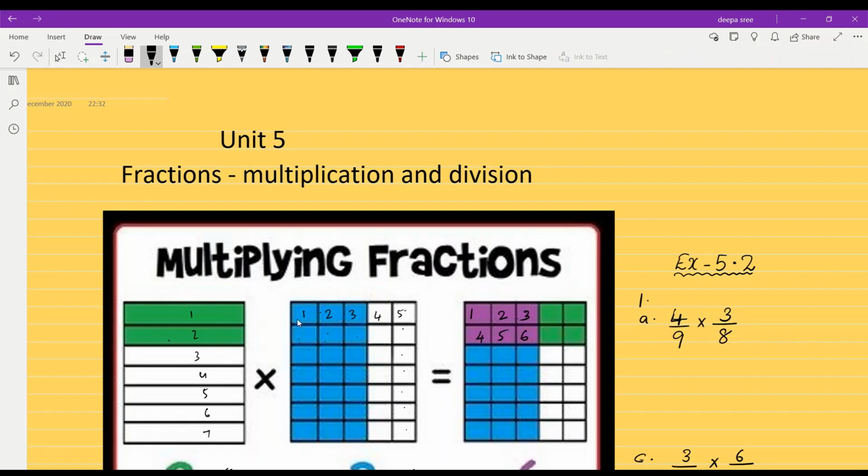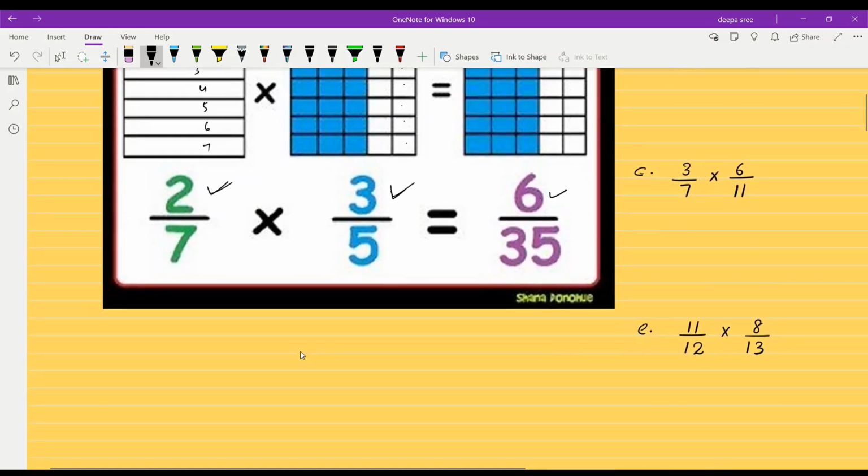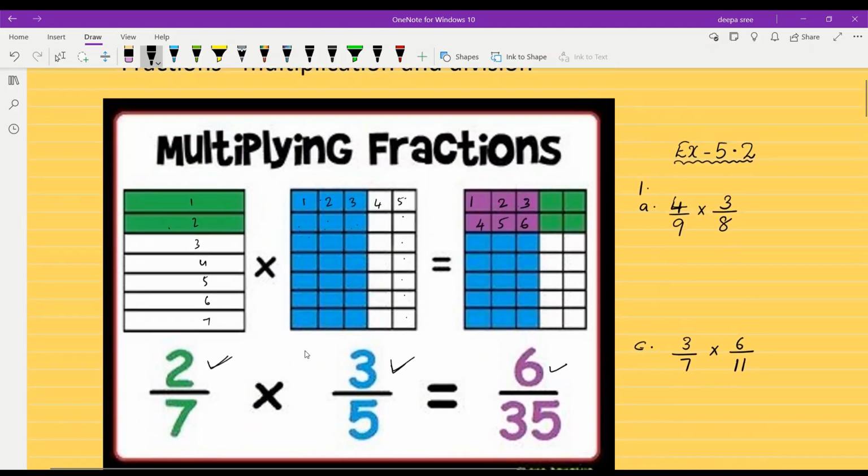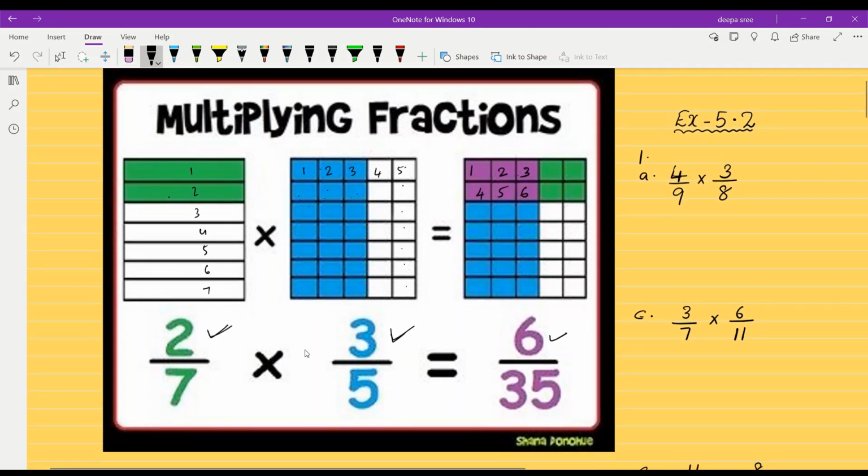Welcome to today's session. Today we are going to discuss Unit 5 Fractions, Multiplication and Division. So here it's given two figures. First I will explain the multiplication of fractions by using figures.